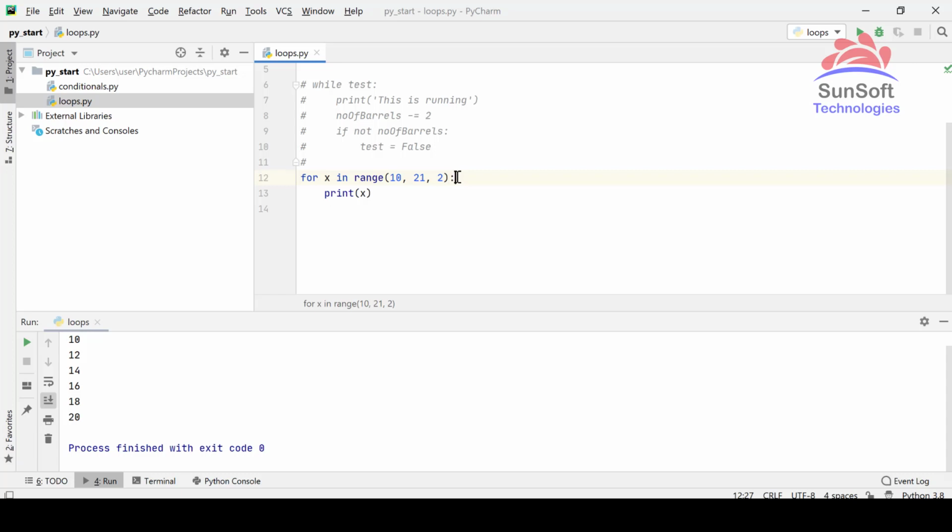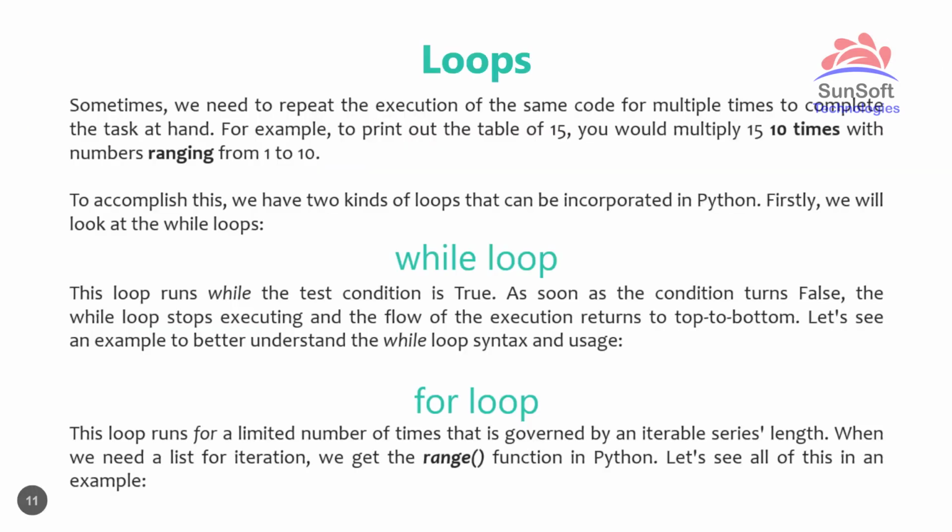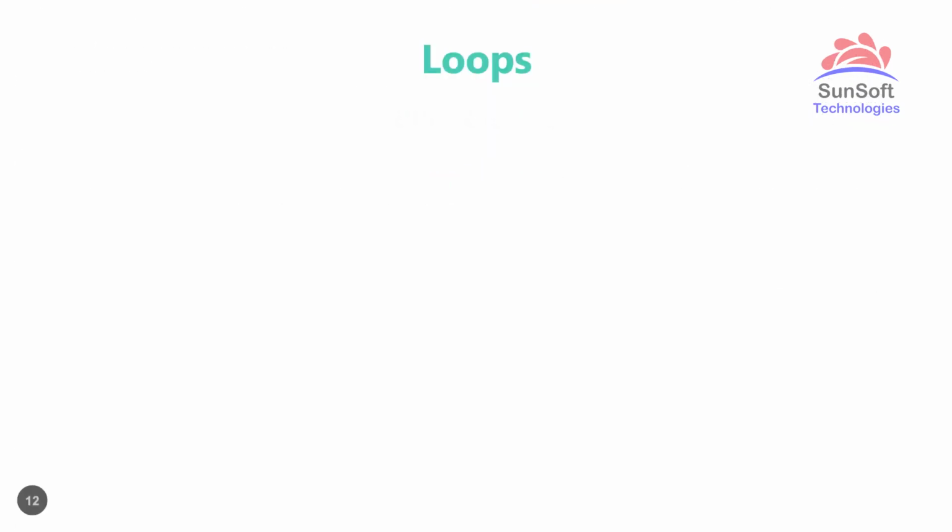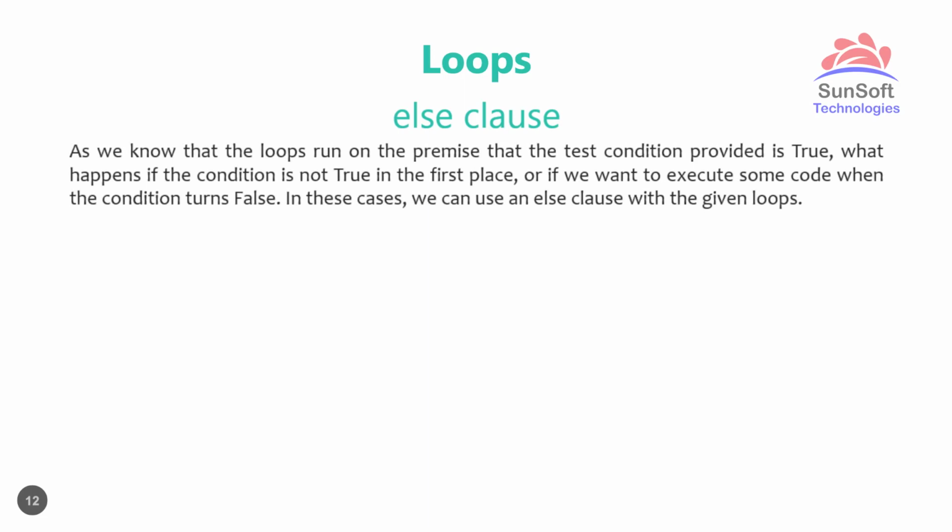So now let's see one more thing, and then we are done with loops. Now let's see what happens if the condition is false in any loop. As we know, loops run on the premise that the test condition provided is true, it will run only until it is true, which is the case for the while loop and for the for loop as well. So what happens if the condition is not true in the first place, or if we want to execute some code when the condition turns false? In these cases we can use an else clause with the given loops.